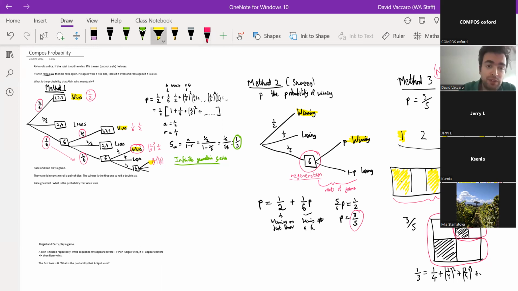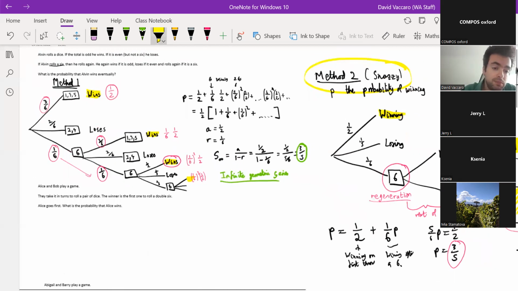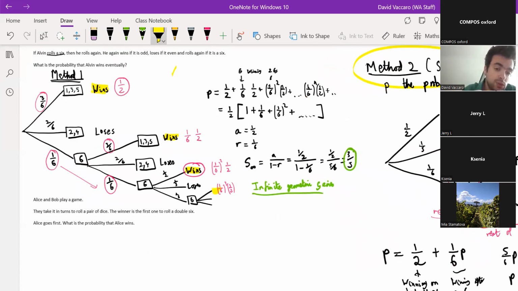So my vote for the favorite method would probably be method 2, where we do this trick of just using the probability P from that regeneration point. But there's also nothing wrong with having in our back pocket the infinite tree and summing the infinite geometric progression.